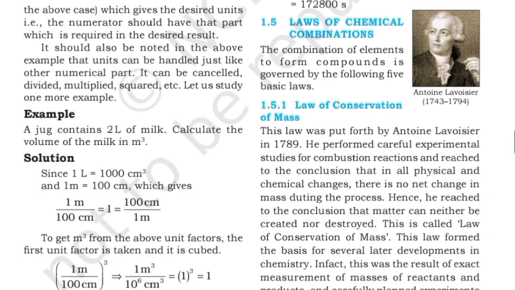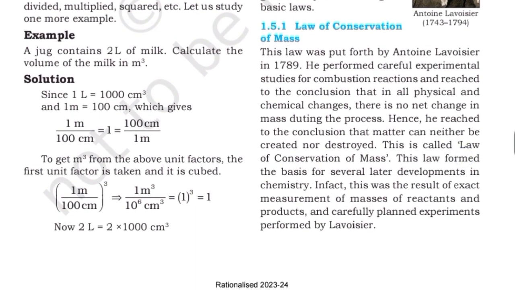Law of chemical combinations. The combination of elements to form compounds is governed by the following 5 basic laws. Law of conservation of mass. This law was put forth by Antoine Lavoisier in 1789. He performed careful experimental studies for combustion reactions and reached the conclusion that in all physical and chemical changes there is no net change in mass during the process. Hence, he concluded that matter can neither be created nor destroyed. This is the law of conservation of mass.